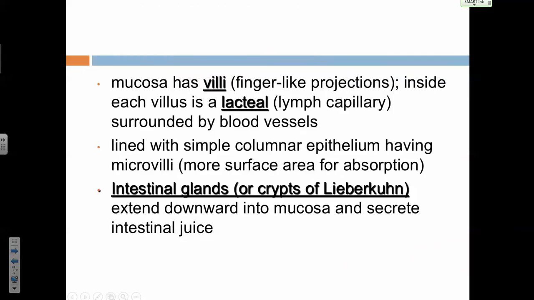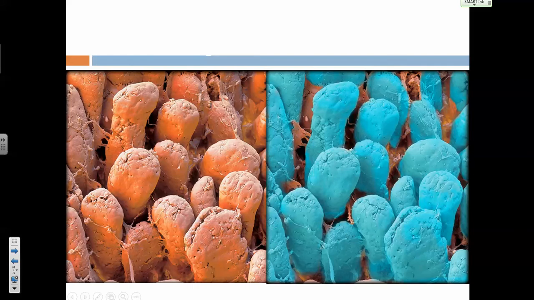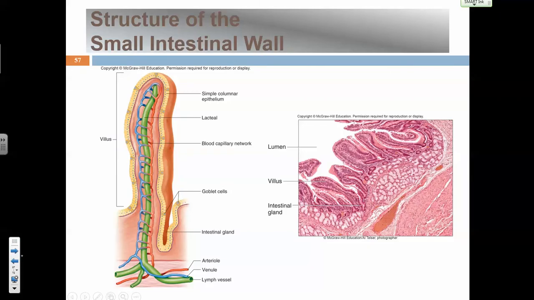Then, stay on this page. It's talking about the villi. There you can see some villi. Then this is showing you one villus. And do you see how the surface of it is simple columnar epithelium? Isn't that the absorbing epithelium? Okay, just like in the stomach, you had simple columnar. I see a few little goblet cells in there.